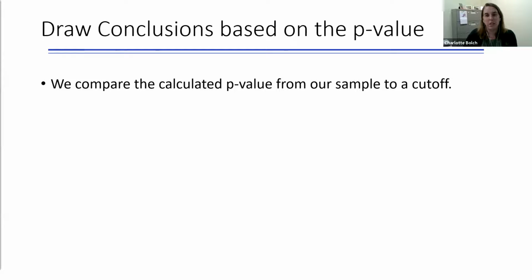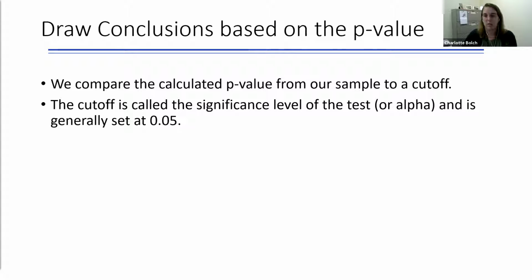So when we draw conclusions based on the p-value, we compare a calculated p-value from our sample, conducted during our hypothesis testing, to a cutoff. The cutoff is usually called the significance level of the test. Sometimes you see it in the literature as alpha, and it's generally set to 0.05. This is just the arbitrary number that statisticians long ago decided to set as the cutoff value, and it has permeated through the last 30 or 40 years.